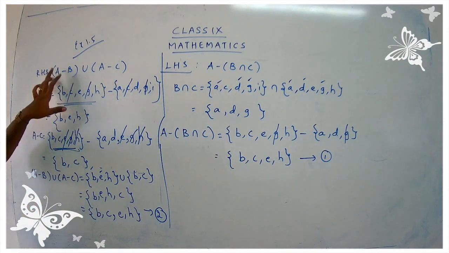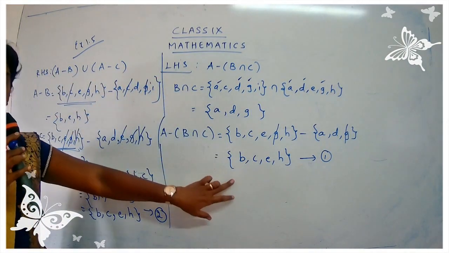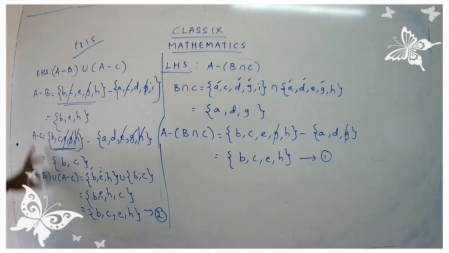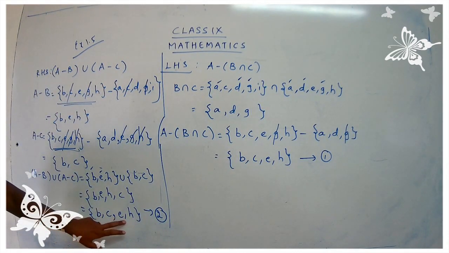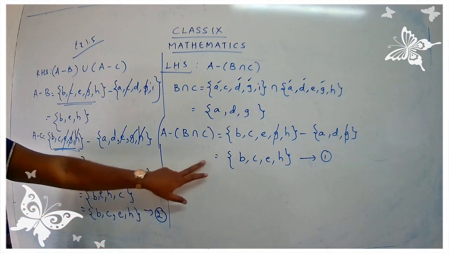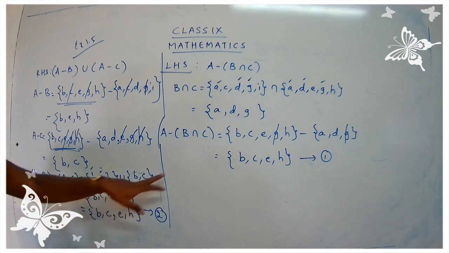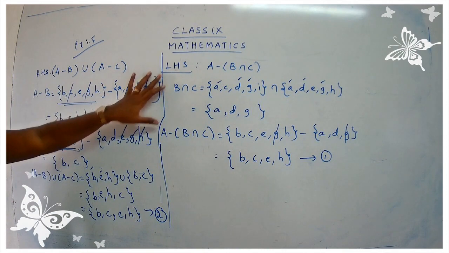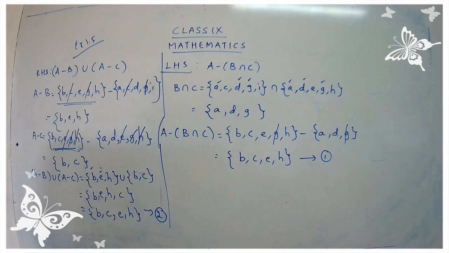So I solved the LHS. I got the answer B, C, E, H. And we have completed our RHS. We got the answer as B, C, E, H. Are they same? Yes, they are equal. That means LHS and RHS are equal. So we have to complete our answer. Let us write the final statement.